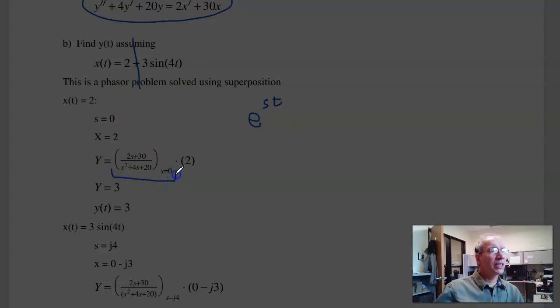All I care about is what's the gain at s equals 0 times the input at s equals 0, and I get a number, 3. What that means is y of t is 3, a constant.